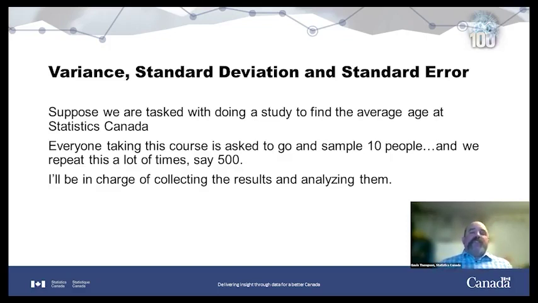So everyone taking this course, I asked them to go around Statistics Canada. Statistics Canada has 3 main buildings. One building is 26 stories tall. The middle one is 3 stories tall. And the other one, I think Jean Talon, is 13, 15 stories. Anyways, there's about 5,000 people who work at Statistics Canada.